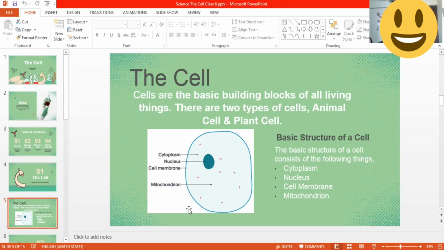Now, see, this is just the basic structure of a cell. What is a cell? The cell is the basic building block of our body. There are two types of cells, and both of these cells contain these four things: cytoplasm, nucleus, cell membrane, and mitochondria.